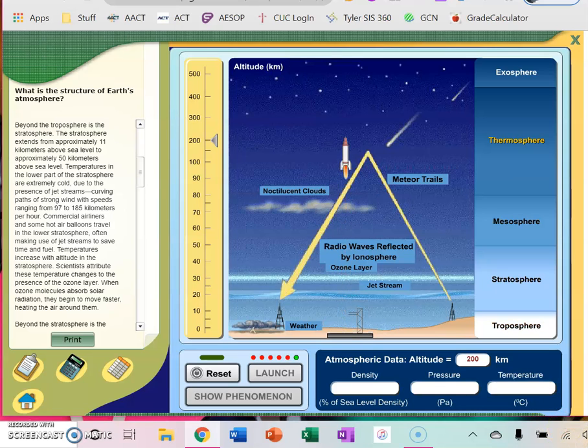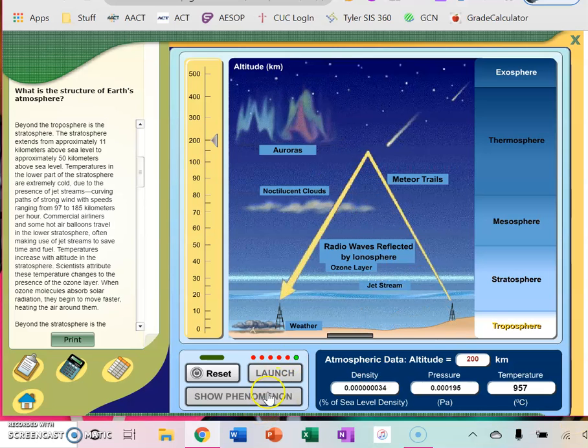This is 200 kilometers. Auroras are brilliantly colored flashes of light that occur when solar flares from the sun create magnetic storms near the poles of the Earth. Auroras are sometimes called the northern or southern lights.